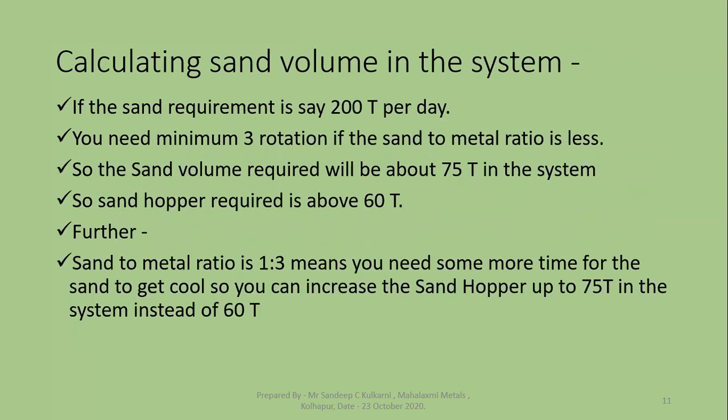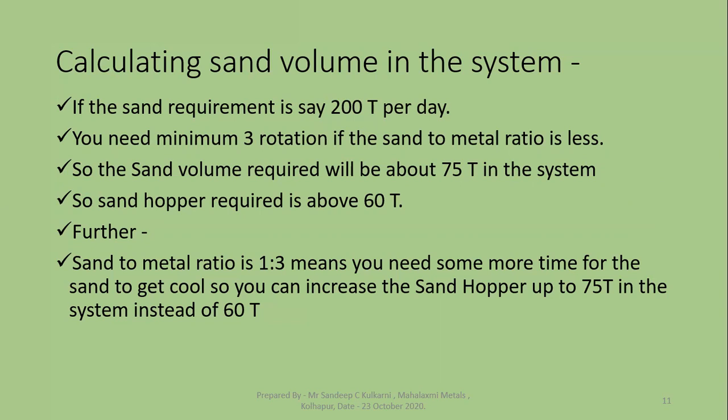So considering 3 rotations per day, we can say around 75 tons of sand is needed in the system. So the requirement of sand will be around 75 tons. To have 75 tons of sand in the system, we should have a sand hopper of around 60 tons. Considering the molding boxes and all this, it will make up around 75 tons of sand. So we need around 60 tons of hopper to be installed.